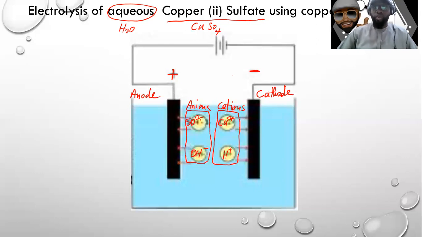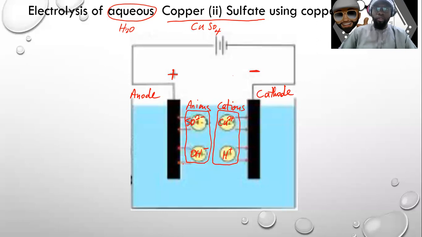Okay, so since we've worked out the ions present in our electrolyte, now we need to work out which ion will actually form the product at each of the electrodes. Let's start with the positive electrode, the anode, and the anions. So we're looking at the sulfate ion and the hydroxide ion. To know which ion will form the product at the electrode, we need to look at the rules.